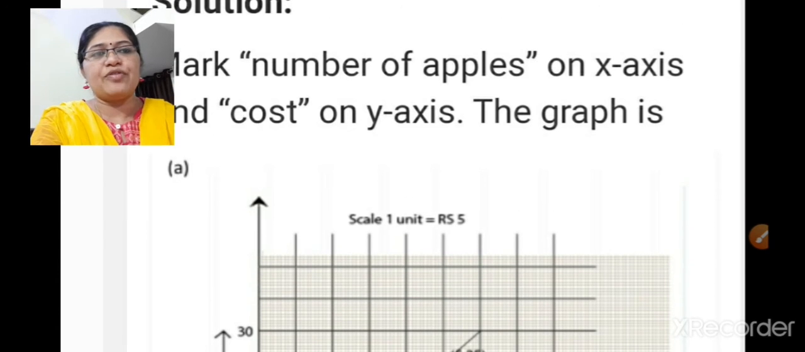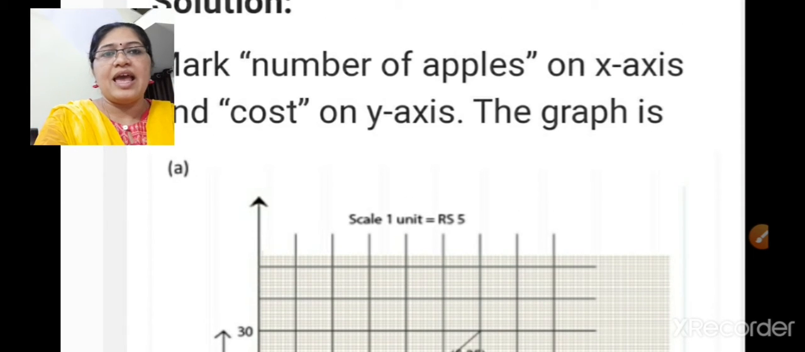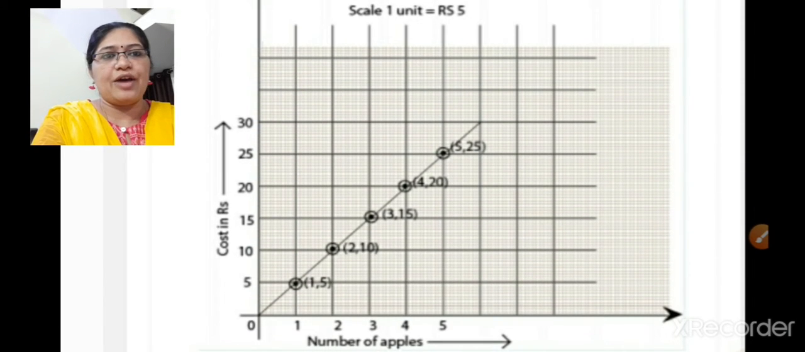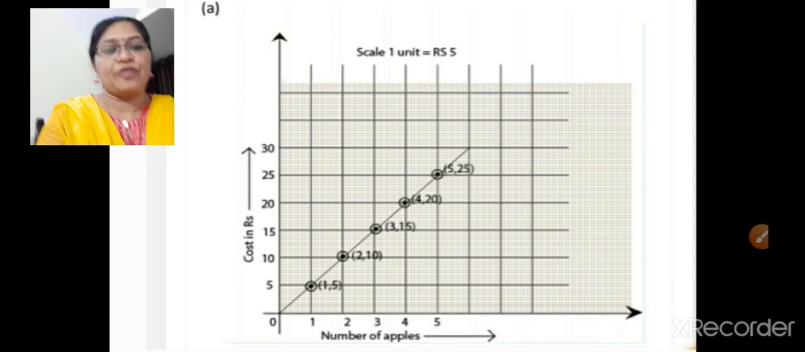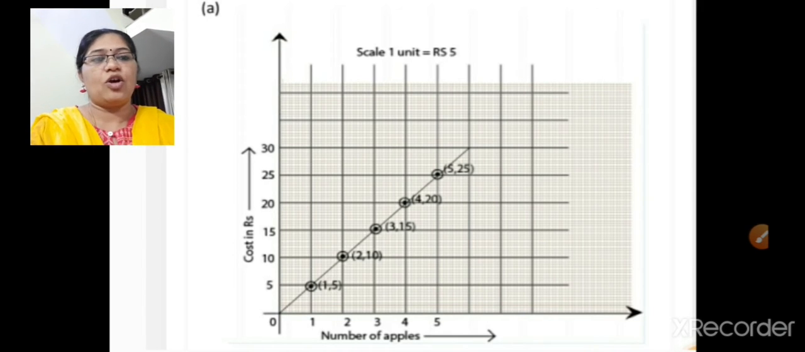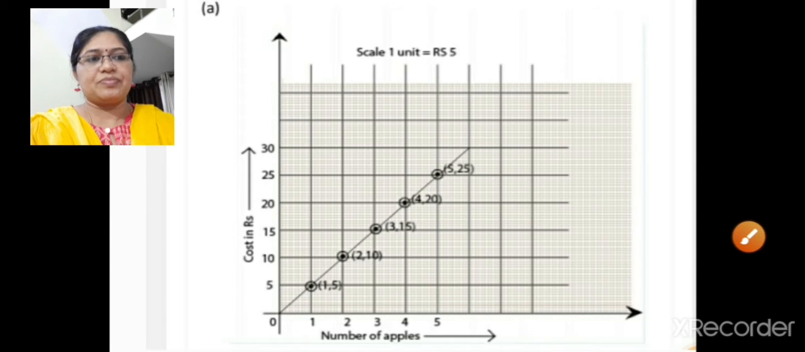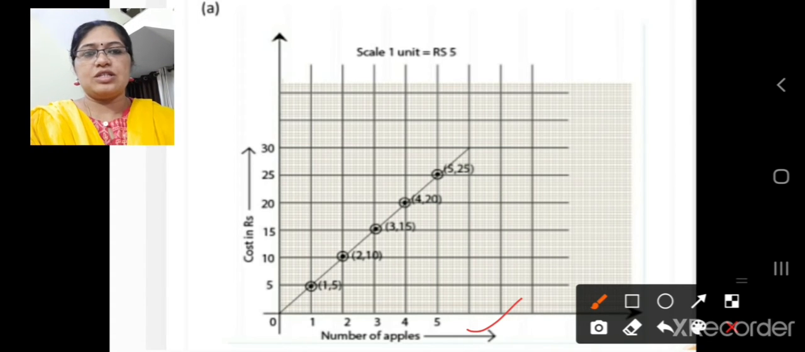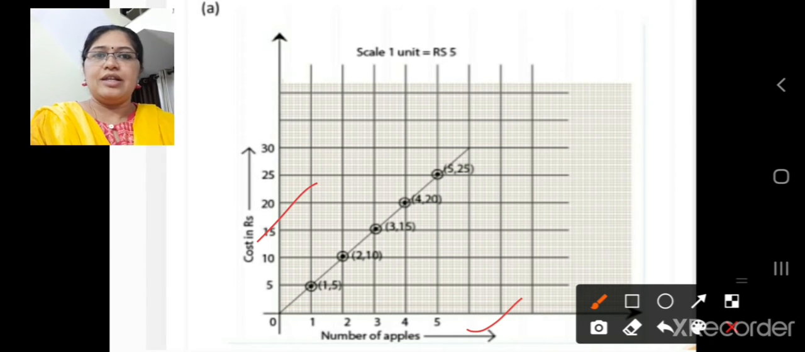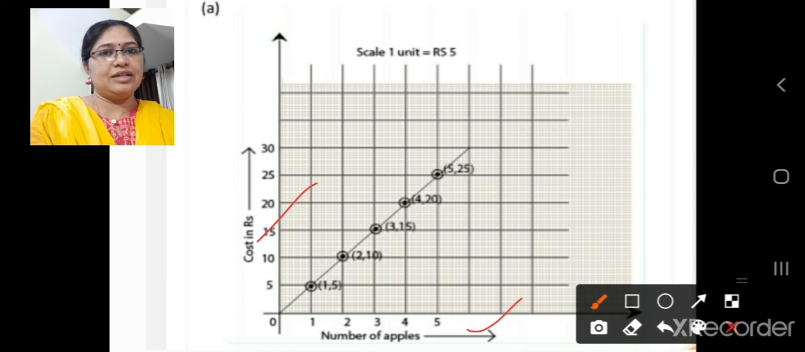Mark number of apples on the x-axis and cost on the y-axis. Like this graph we'll draw, where number of apples are marked along the x-axis. Here you can see, number of apples along the x-axis and cost along the y-axis. Now let us start drawing the graph.